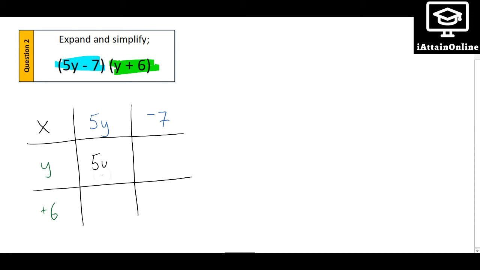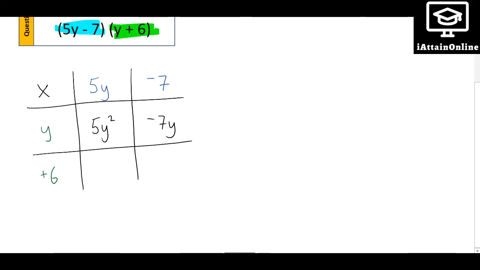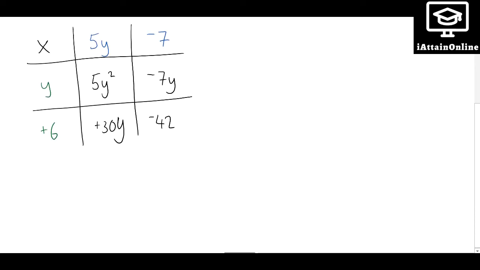5y times y gives you 5y squared. Y times negative 7, or negative 7 times y, gives you negative 7y. Positive 6 times 5y is going to give you plus 30y. And then positive 6 times negative 7 is going to give you negative 42. Remember, when I multiply a positive and a negative together, that gives me a negative. So once you've done that, it's just the same as before. 5y squared minus 7y plus 30y minus 42.